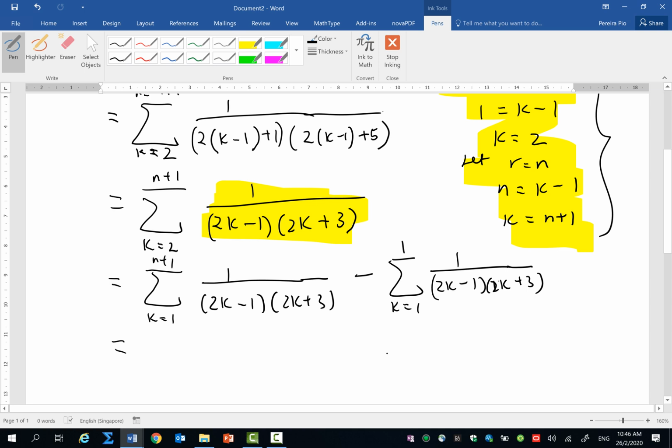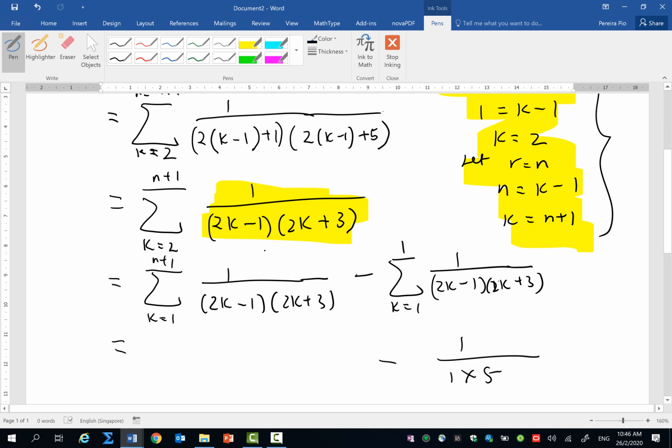So in this case, you just substitute k equals 1, so that gives you 1 over 2 times 1, times 5. That's what you need to subtract away. Next, how do I do this?